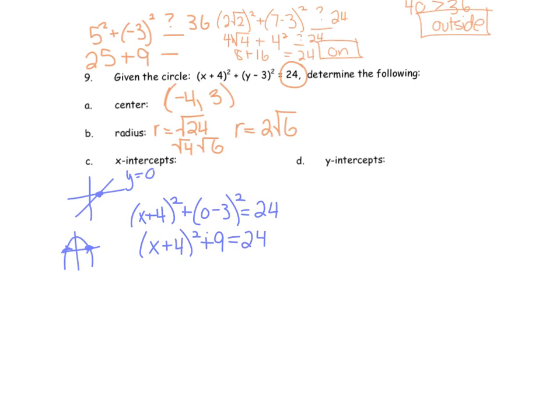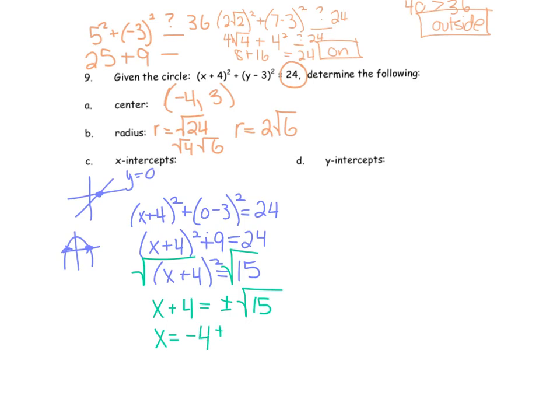This is a quadratic. Hopefully you see that this is one that I could square root because I have a binomial being squared. So I'm going to isolate the x plus 4 quantity squared by subtracting 9 from both sides, and I get 15. Now I take the square root of both sides. I get x plus 4 equals plus or minus the square root of 15. Subtract 4 from both sides, it's negative 4 plus or minus the square root of 15. That should make sense. If I have a circle, I'm going to have two different x-intercepts, unless, of course, the circle was tangent to the x-axis.